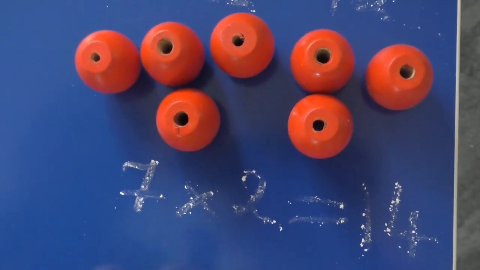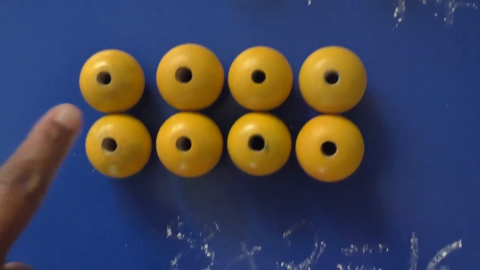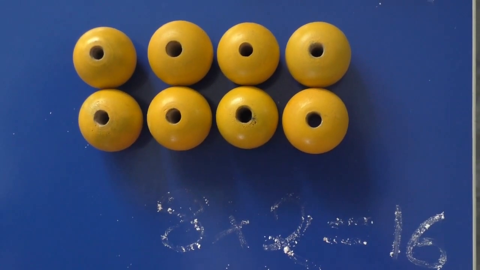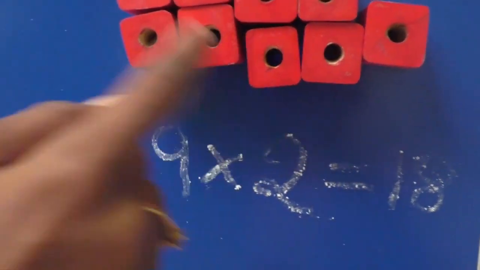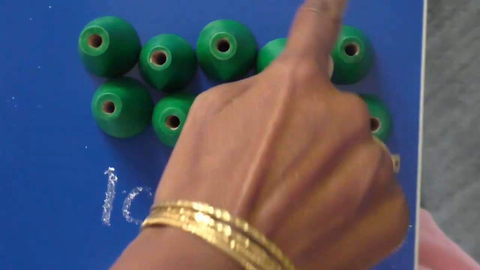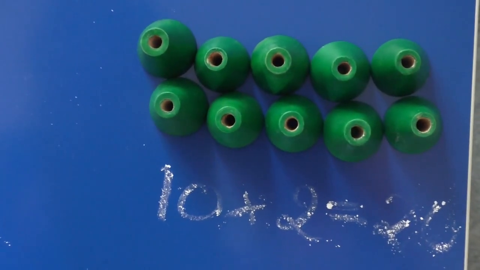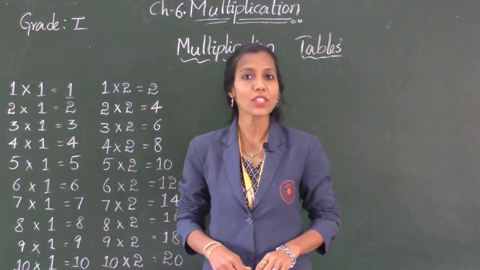7 beads, 2 holes each. 7 into 2 is 14. 8 beads, 2 holes each. 8 into 2 is 16. 9 beads, 2 holes each. 9 into 2 is 18. 10 beads, 2 holes each. 10 into 2 is 20. So now let's see how we write 2's table.